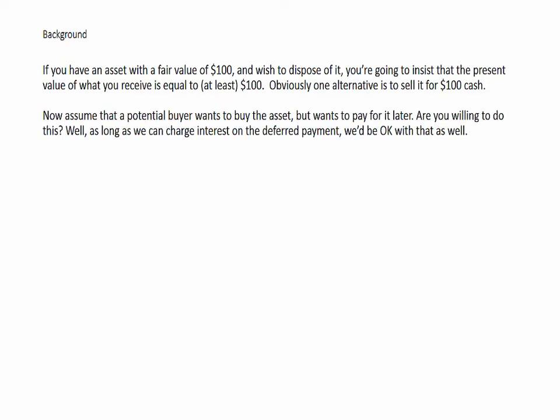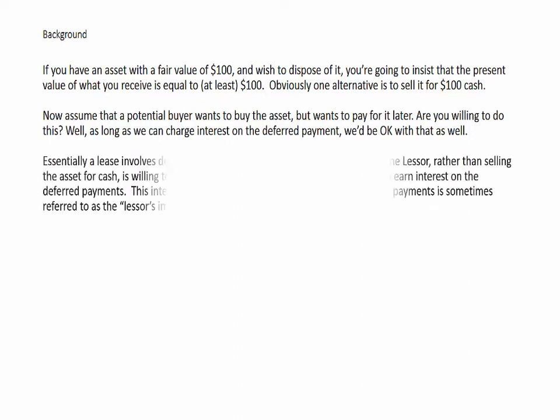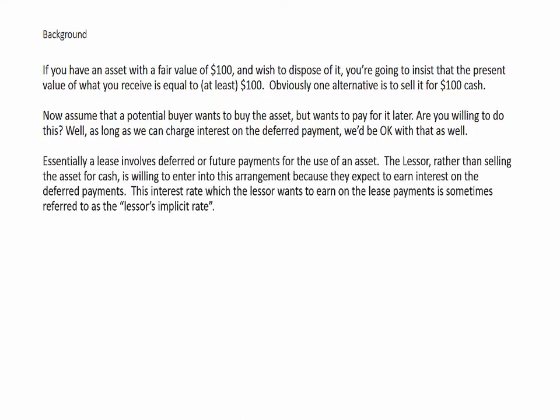Now, assume that a potential buyer wants to buy the asset but wants to pay for it later. Are you willing to do this? Well, as long as you can charge interest on the deferred payment, then you'd be okay with that. Essentially, a lease involves deferred or future payments for the use of an asset. The lessor, rather than selling the asset for cash, is willing to enter into this arrangement because they expect to earn interest on the deferred payments.